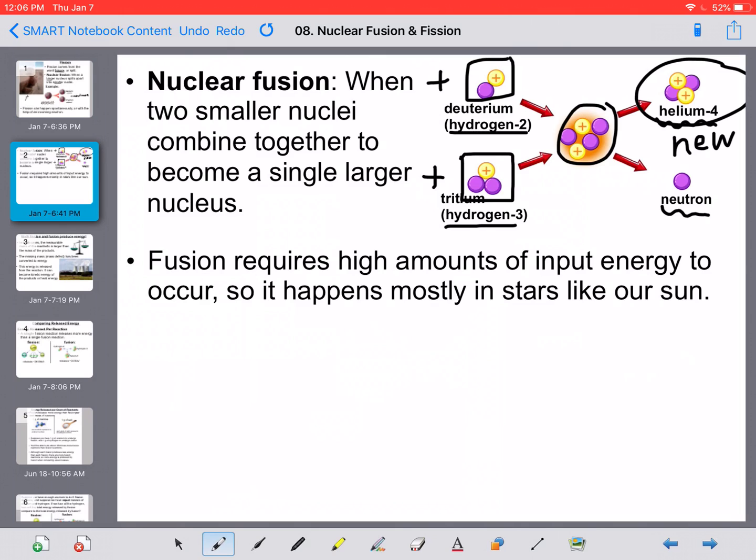To bring two positively charged things close together, you have to input energy because positive things repel due to the electrostatic force. So they don't want to come close together, but you can force them to go close together if you use enough input energy. The amount of input energy required is quite high, so fusion doesn't really happen here on Earth on its own. Instead, it happens in environments where the temperature and pressure is really high, because the temperature and pressure provides this input energy. And so fusion happens mostly on stars, such as in our sun. Fusion is actually what powers the sun.